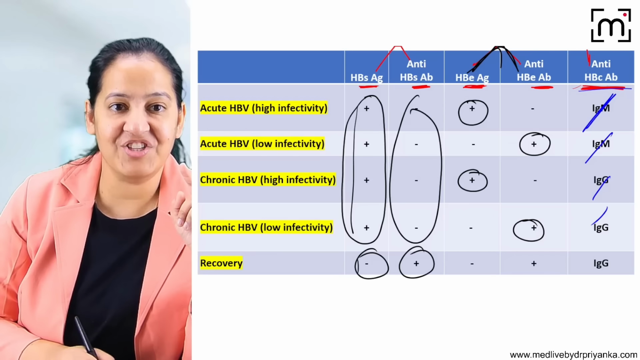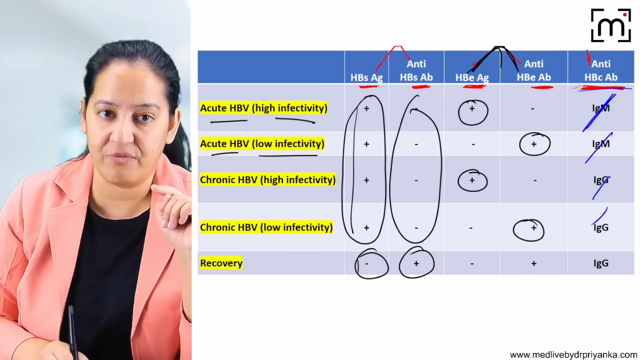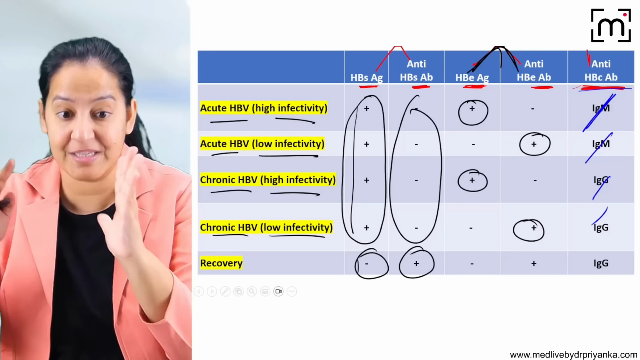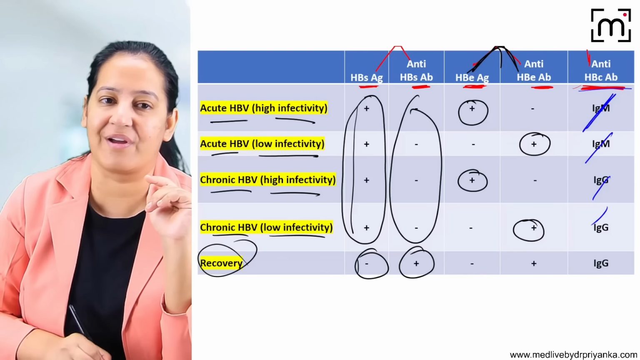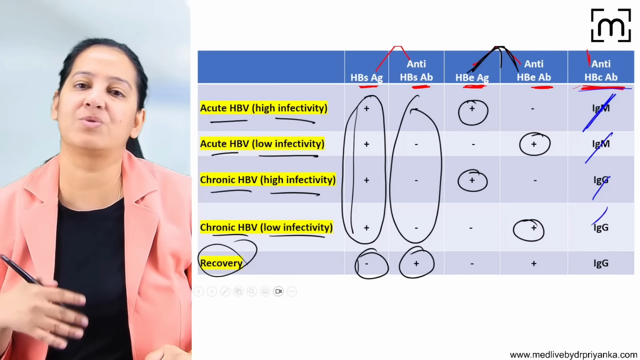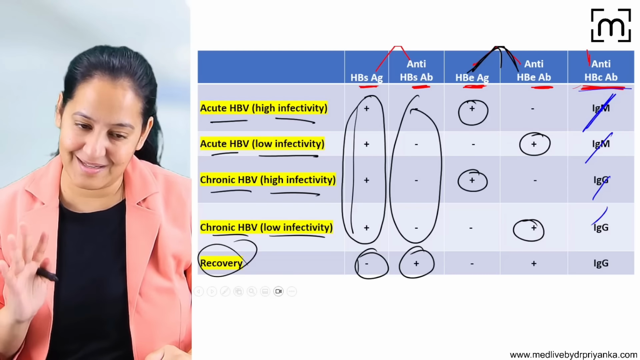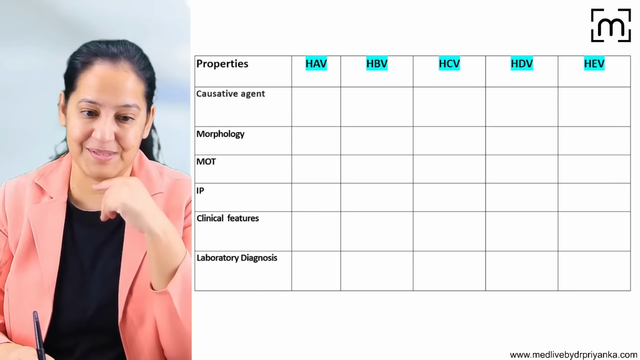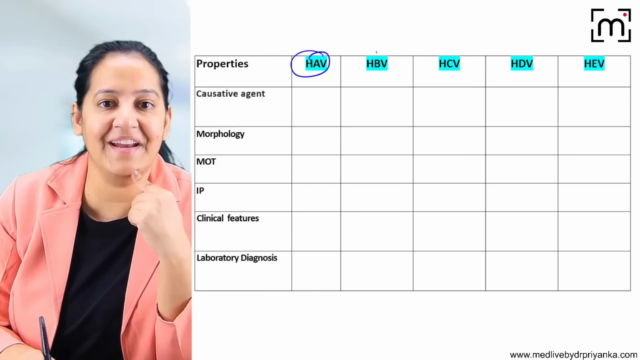So acute infection of high infectivity or acute infection of low infectivity, chronic infection of high infectivity or chronic infection of low infectivity, that is decided based on all these markers and whether it is a recovery. So based on all these markers, we decide our result, and that is the interpretation. I hope you got it. So we are done. That was all about lab diagnosis of B. So we are done with hepatitis A and hepatitis B.